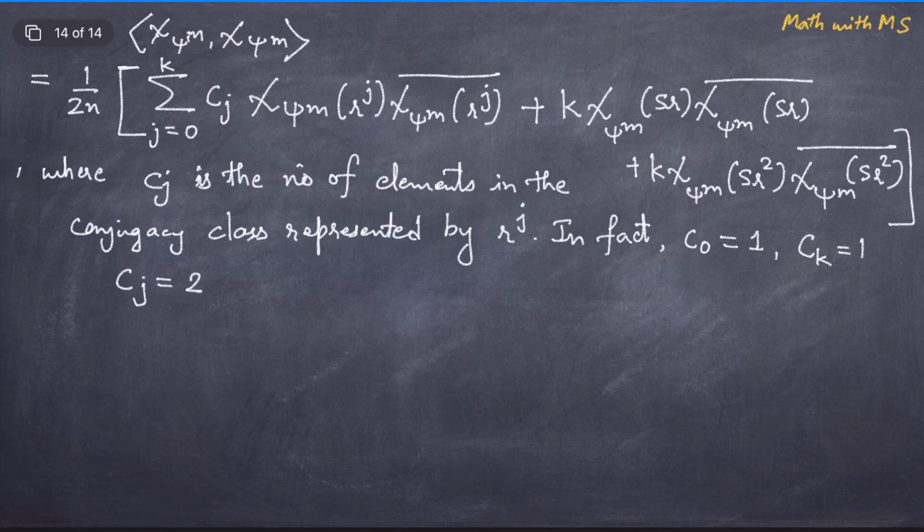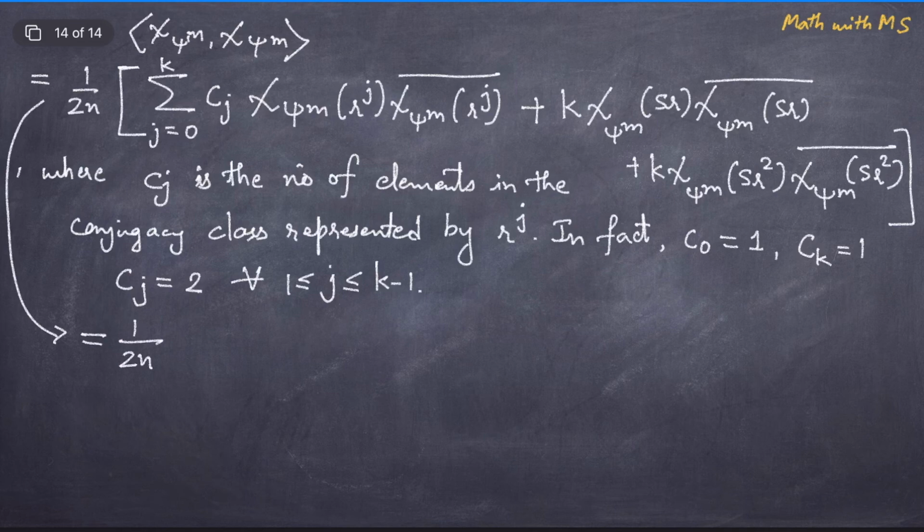Recall that the conjugacy class of r to the power j consists of r to the power j and r to the power minus j, for j bigger than or equal to 1 and less than or equal to k minus 1. So Cj is 2 for all j bigger than or equal to 1 and less than or equal to k minus 1. So therefore this becomes 1 by 2n summation.